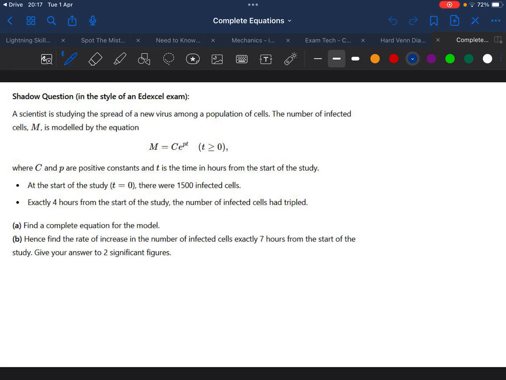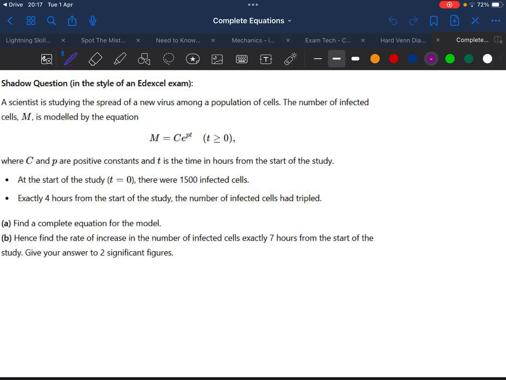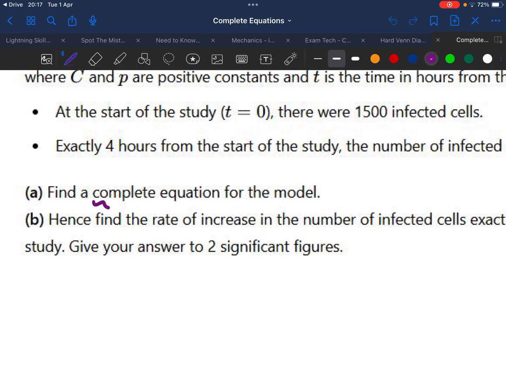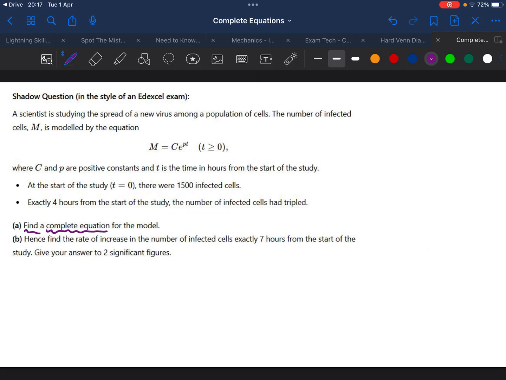Okay, so for this video, we're going to talk about writing a complete equation. You'll often see this instruction, "find a complete equation." I'm going to show you two examples today.